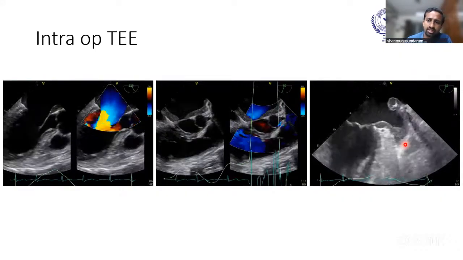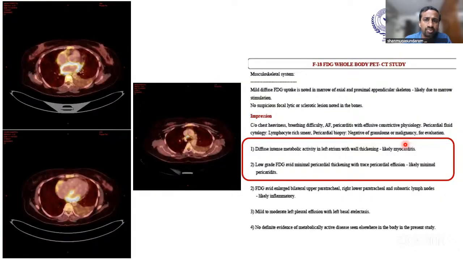So we thought we'll just go for other imaging like PET scan, which in fact came to our rescue, which showed diffuse intense metabolic activity noted in the left atrium with significant wall thickening of the left atrium. They said it is likely to be a myocarditis, with very low-grade FDG, minimal pericardial thickening with trace pericardial effusion. No significant uptake noted in the ventricular myocardium.